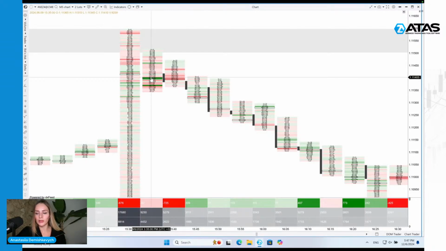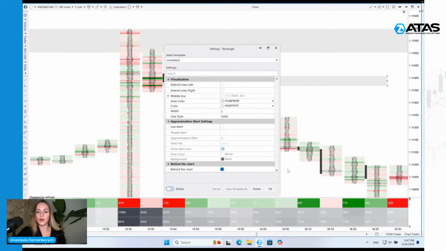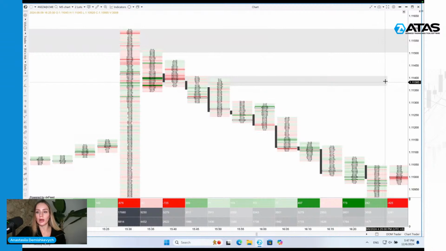This is from the level 11,405 to 11,370. So this is my zone that I'm expecting the market participants to protect. If the price comes back here, I'm expecting this zone to hold the price. There are two bright green deltas.